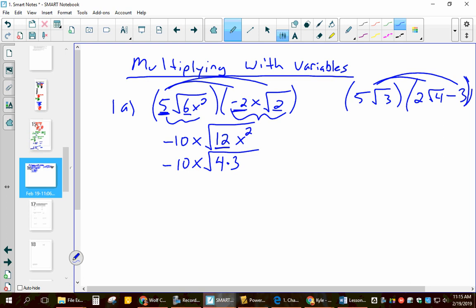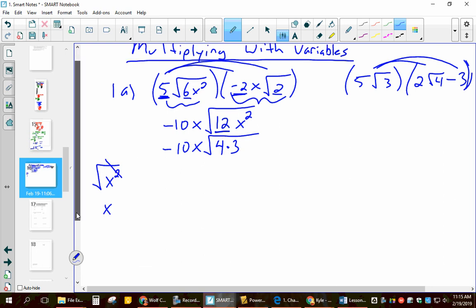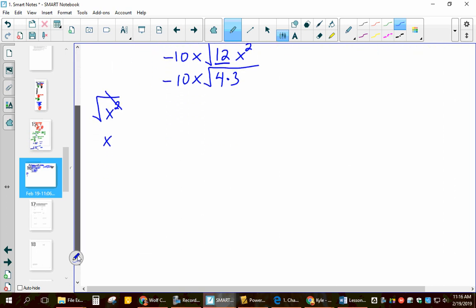It actually makes it worse if I split it up, doesn't it? Do I know what the square root of x squared is? The square root of x squared is just x, right? If you square a square root, they cancel. That's just x. Let's review that for a second because that was something that I think was a weak point for the dash ones. We just went over that last class with dash twos.